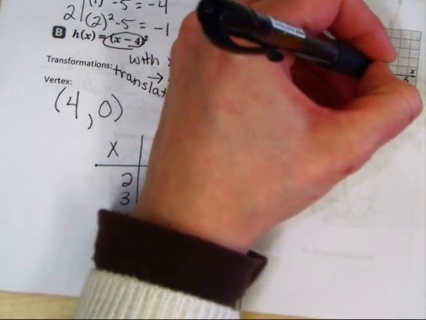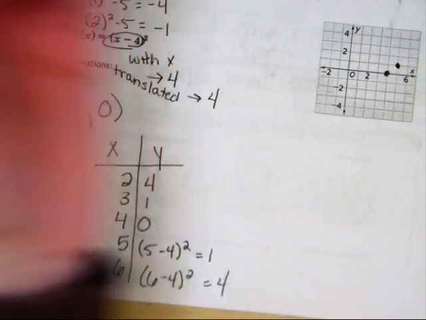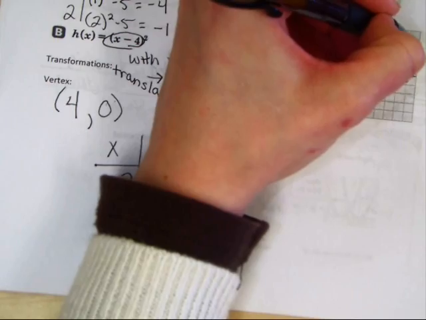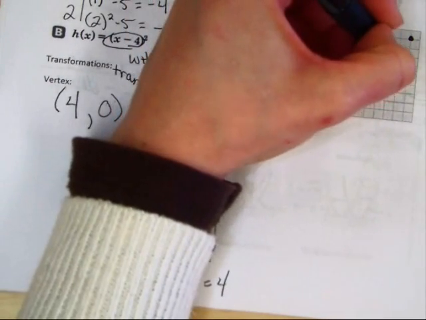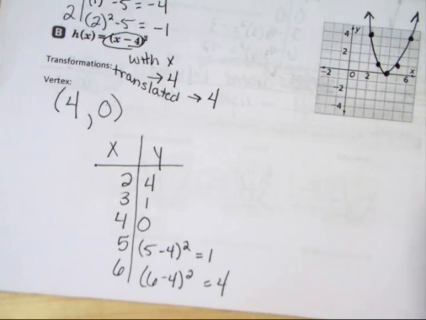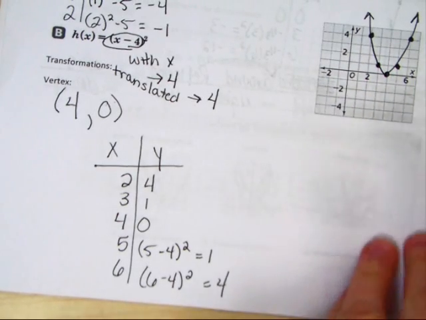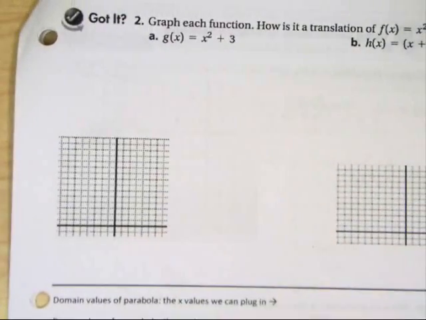Over 4 up 0. Alright. Over 5 up 1. Over 6 up 4. Over 3 up 1. And over 2 up 4. Notice the perfect parabola has just moved to the right 4 units. Let's try the got it.